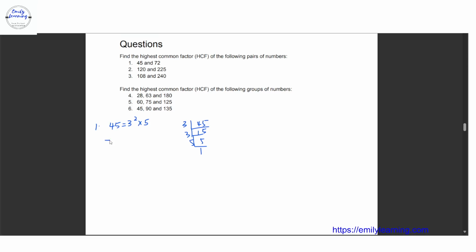Next, let's do 72. 72 is an even number. So start off with 2. I get 36. 2 again, I get 18. 2 again, I get 9. Then I get 3 and 3. So 72 is equal to 2 cubed times 3 squared.